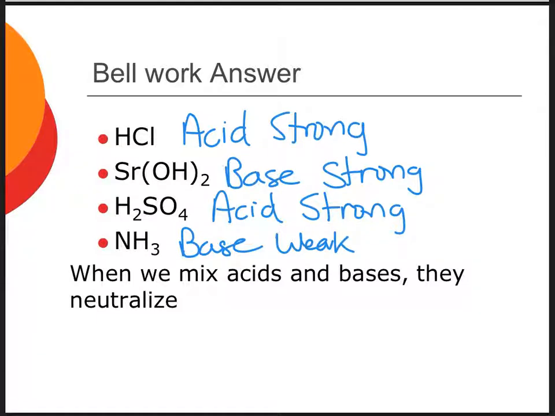So what happens when we mix acids and bases? Well, that's what we're going to learn about in this unit. We are going to specifically look at acid-base reactions, and we are going to see what the products are. So when we mix acids and bases, they do something called neutralize, and that's what Unit 15 is all about. We are going to talk about the mixing of acids and bases.